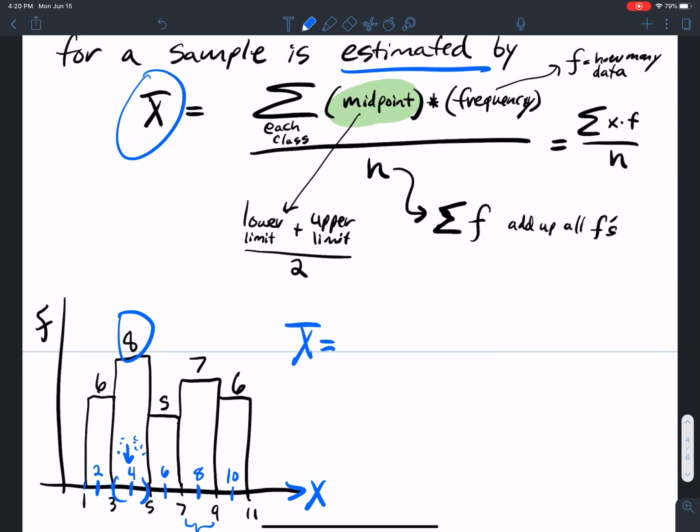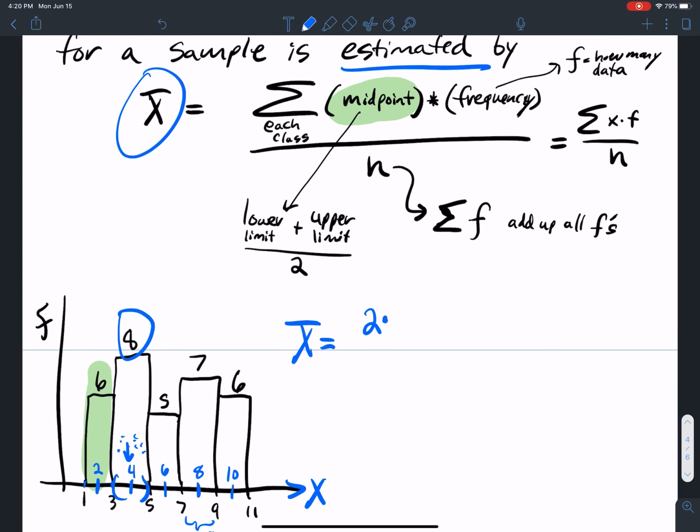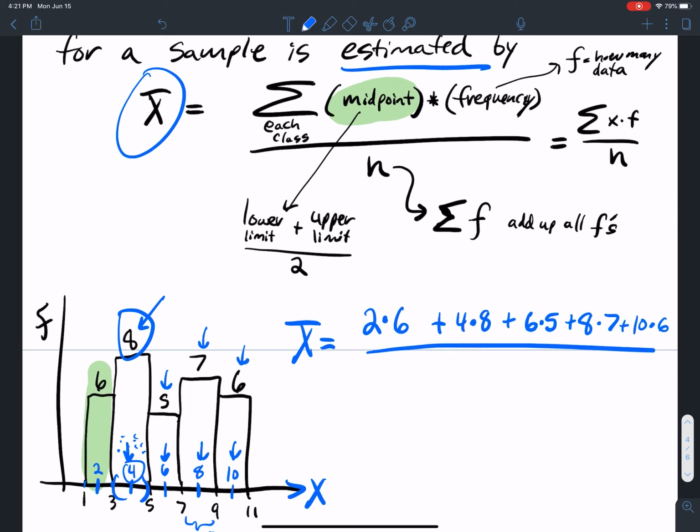So the formula says I take the midpoint. The first one is 2. What goes with the 2? The frequency, how many are there? There's 6. Plus the next one is 4, and there's 8. Plus the next one is 6, and there's 5. Then we have 8 multiplied by 7. And then last we have plus 10 times 6. So that adds up all the midpoints multiplied by the corresponding frequencies for each class.